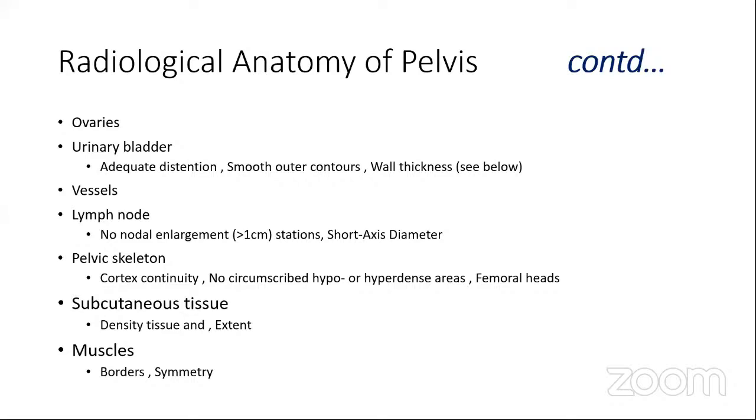So the other parts that we're going to check are the ovaries, the bladder, other parts in the pelvis, and of course any grossly enlarged lymph nodes, which we may find in the pelvis, in the inguinal region, or in the para-aortic region.